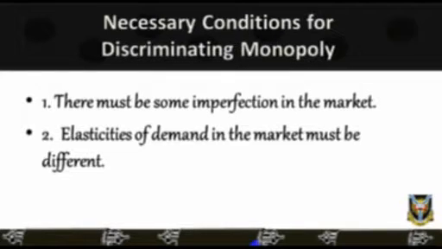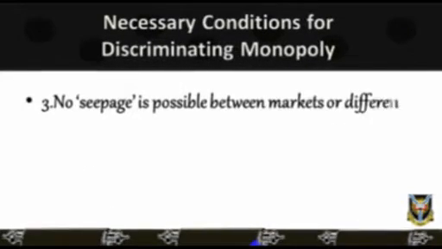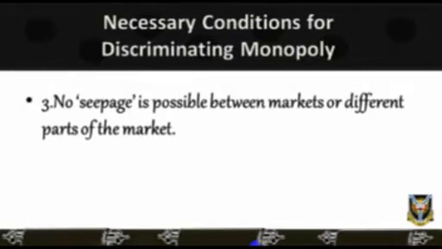2. Elasticities of demand in the market must be different. The demand curves for each market must slope differently. As a result, different prices will be charged by the monopolist in order to maximize his profits. 3. No seepage is possible between markets or different parts of the market. For instance, if an exporter in one country sells his goods much more cheaply in another country, then transport costs or physical controls must prevent re-import to the country of origin.